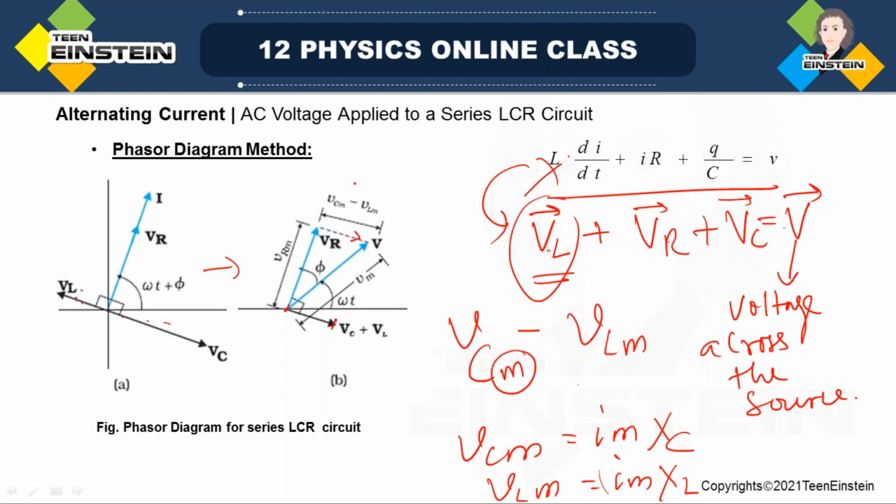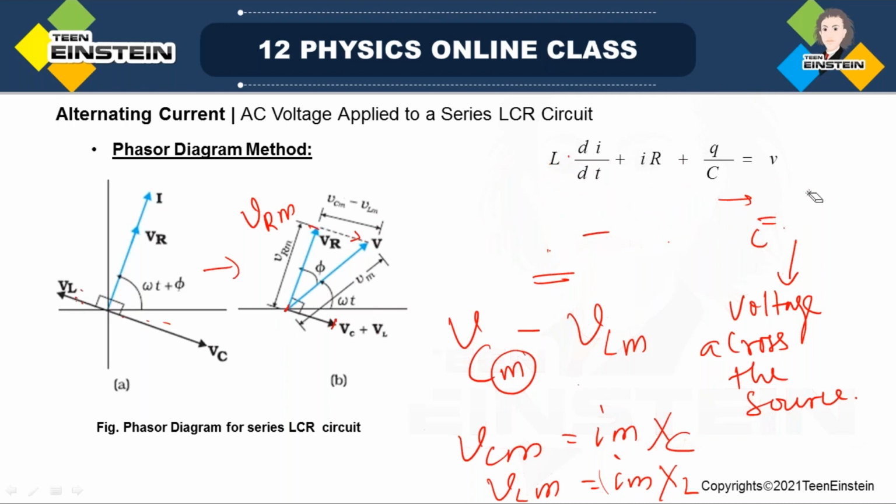So this has a magnitude VCM minus VLM, and this vector is the VR vector, the voltage drop across the resistor, with magnitude VRM, the maximum voltage drop or amplitude of the voltage drop across the resistor. So this is what the vector is. Now look, this problem has been simplified to just a vector addition problem.